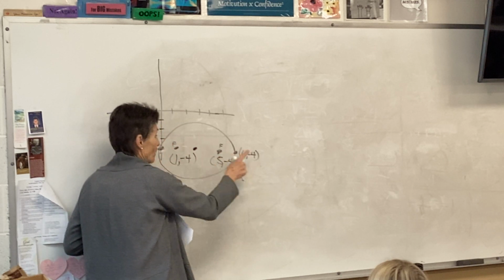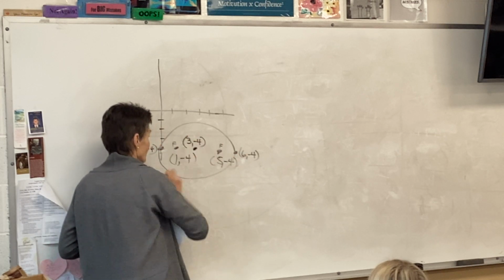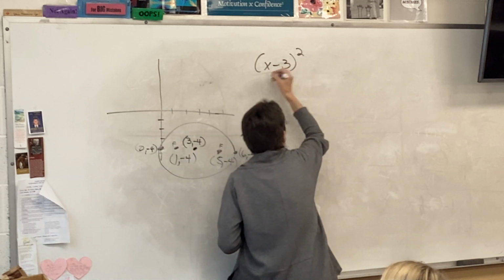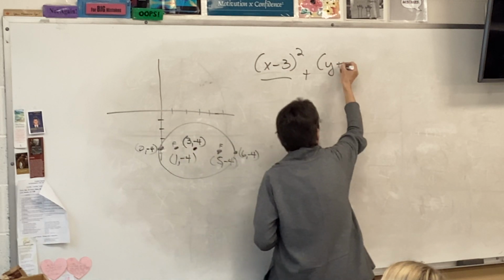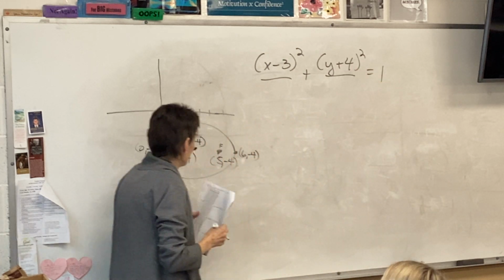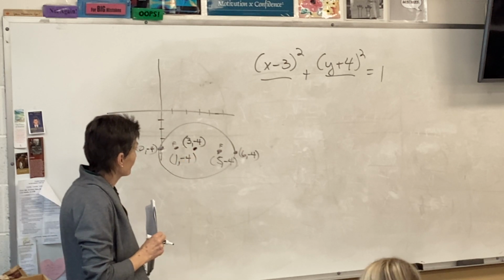What's the middle of 0 and 6? 3. So this is the point (3, -4). So I can write this much of my equation. Your center is (3, -4).